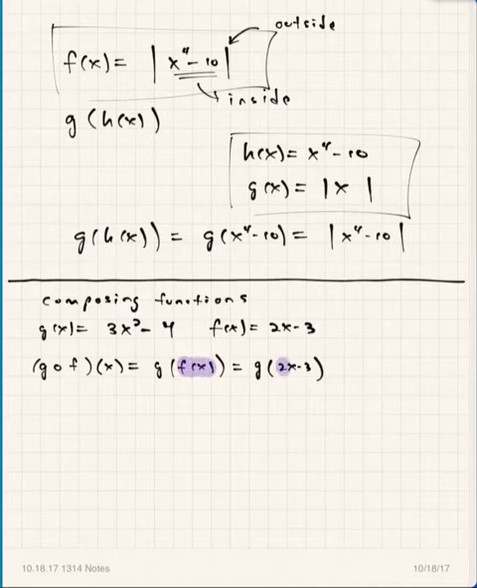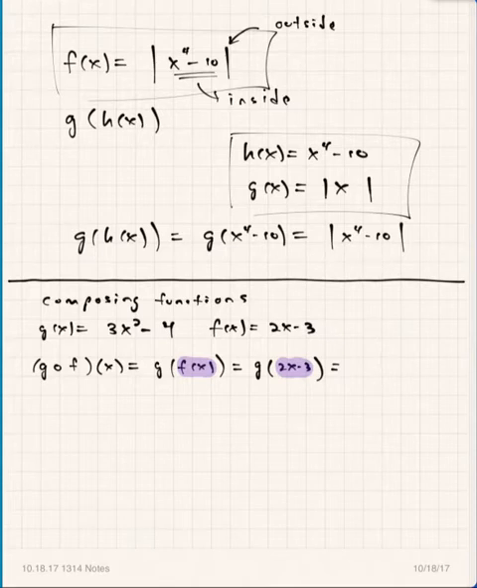And what did I do? I just replaced f with what it's equal to. So f and 2x minus 3 are the same thing. That's all I'm doing. And then what does this tell me to do? This says go to the function g, and every place you see an x, you're going to put a 2x minus 3 in its place.